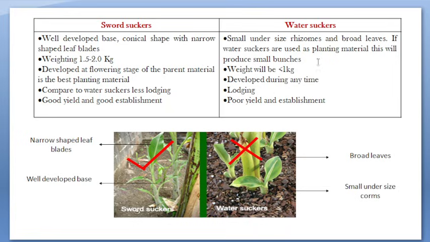Suppose if we select water suckers, there is a problem of lodging, and also the yield will be less. We can easily identify the water suckers by the presence of broad leaves.